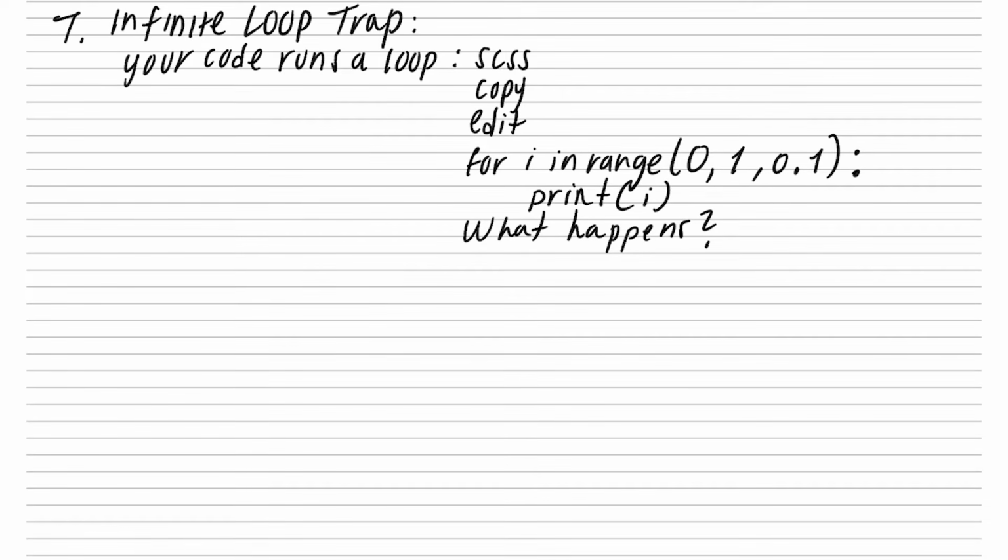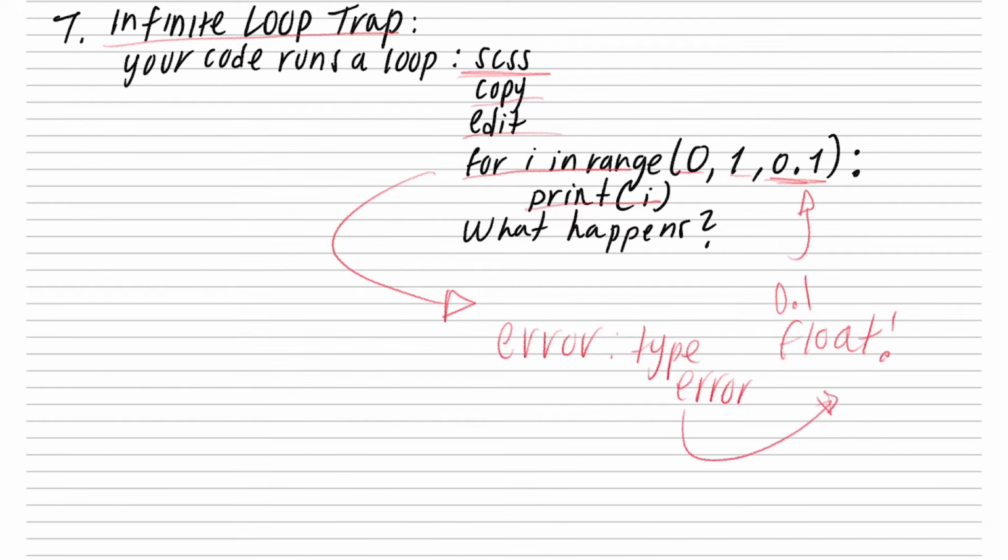So, 7. Infinite loop trap. Your code runs: for i in range(0, 1, 0.1): print(i). What happens? Okay, this is very much what I do daily as a developer. This code is not gonna work because this is a 0.1. When we're doing for loops, we don't use float values. So you're gonna get a huge error, and it'll probably be a type error because it needs to be an integer. So remember, if you're ever coding and you're using a for loop, you must use integers, aka whole numbers.